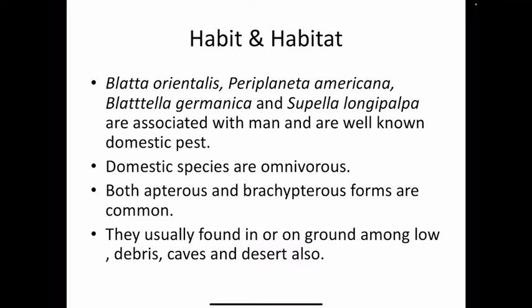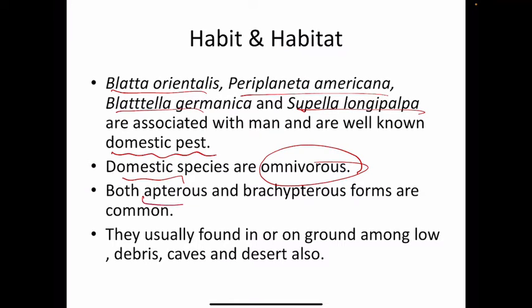And this Blatta orientalis, Periplaneta americana, this kind of species are very common household pests, and we can say it is a domestic pest found in our house. And these domestic species are omnivorous in nature, and both apterous and brachypterous forms are there.